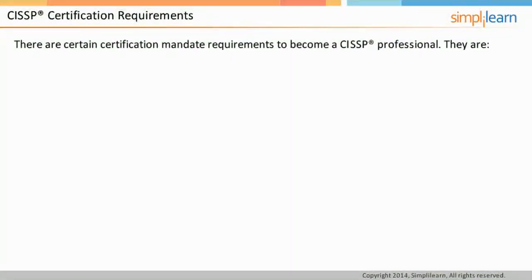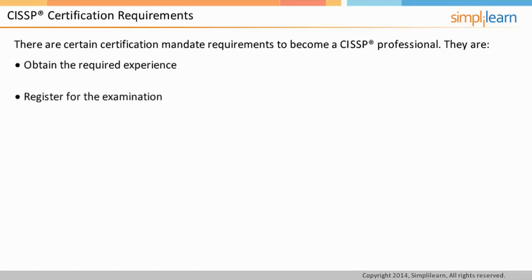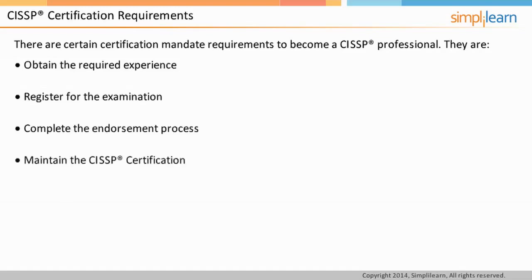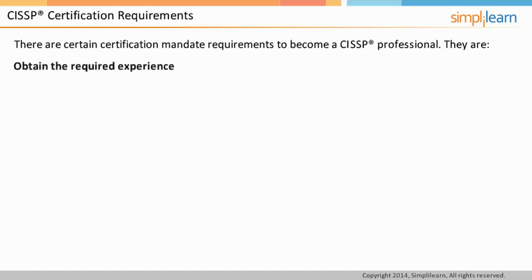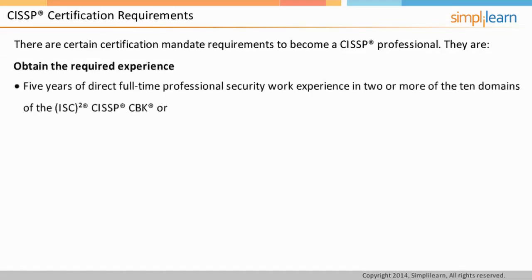There are certain certification mandate requirements to become a CISSP professional. They are as follows. Obtain the required experience. Register for the examination. Complete the endorsement process. Maintain the CISSP certification. Audit.